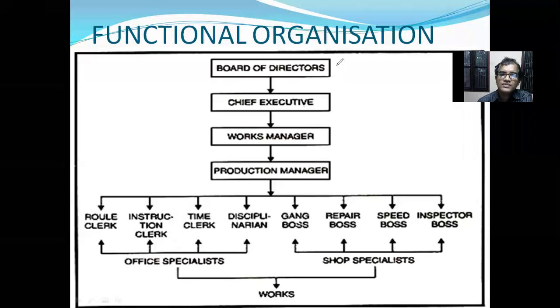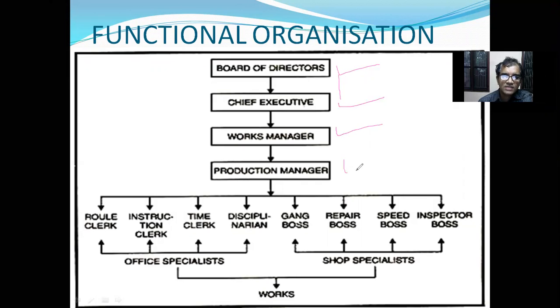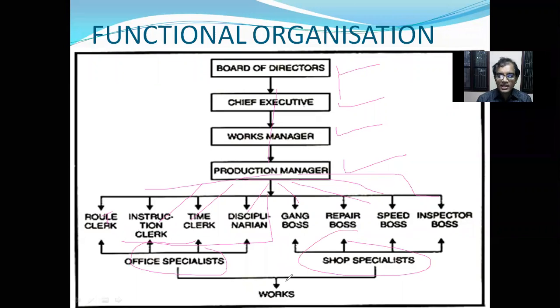At the helm of the affairs, at the top, board of directors will be there. Under board of directors, chief executive, works manager, production manager, and under production manager, you can see route clerk, instruction clerk, time clerk, disciplinarian, gang boss, repair boss, speed boss, inspector boss. So these four are known as office specialists, whereas these four are known as shop specialists. So under them, works will be completed in an organization.